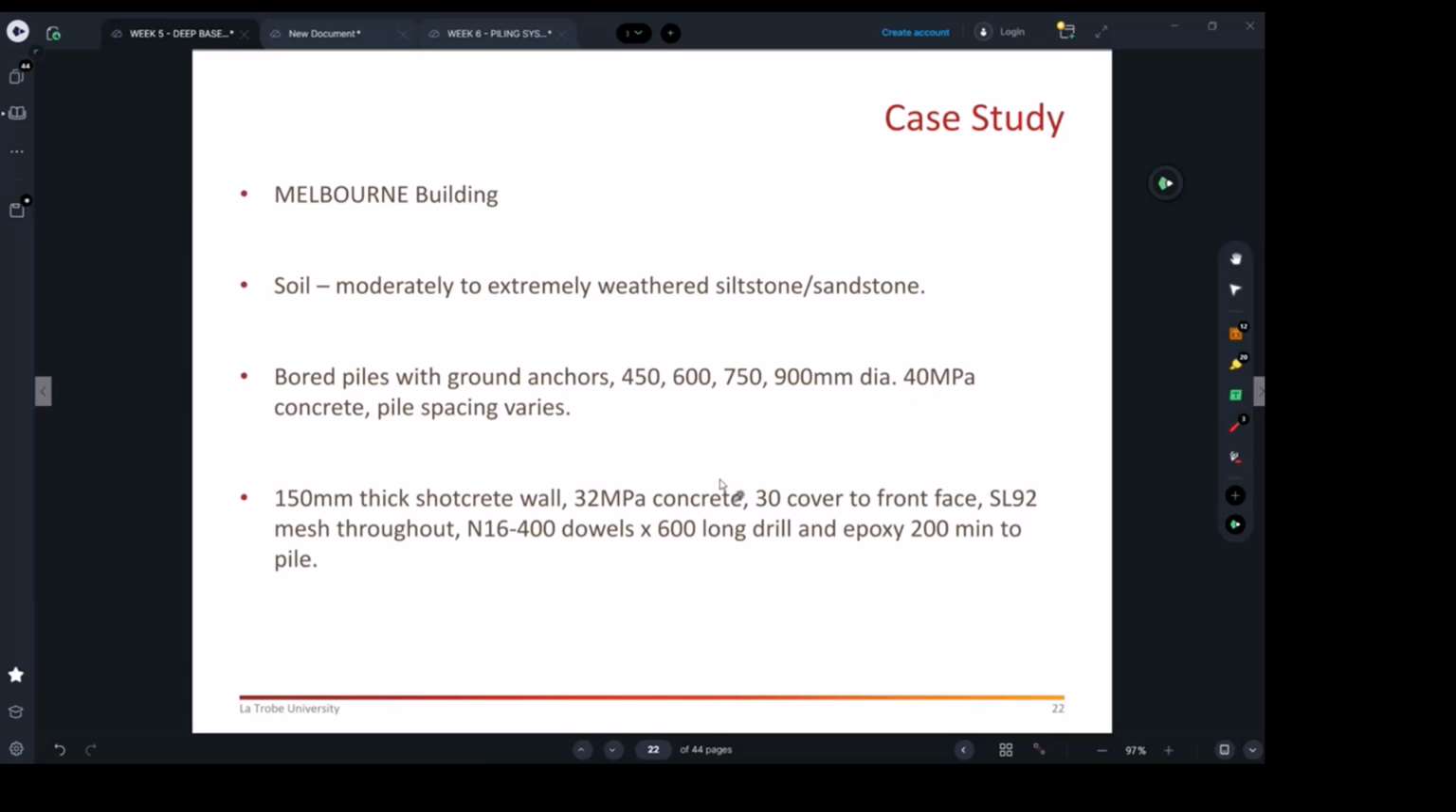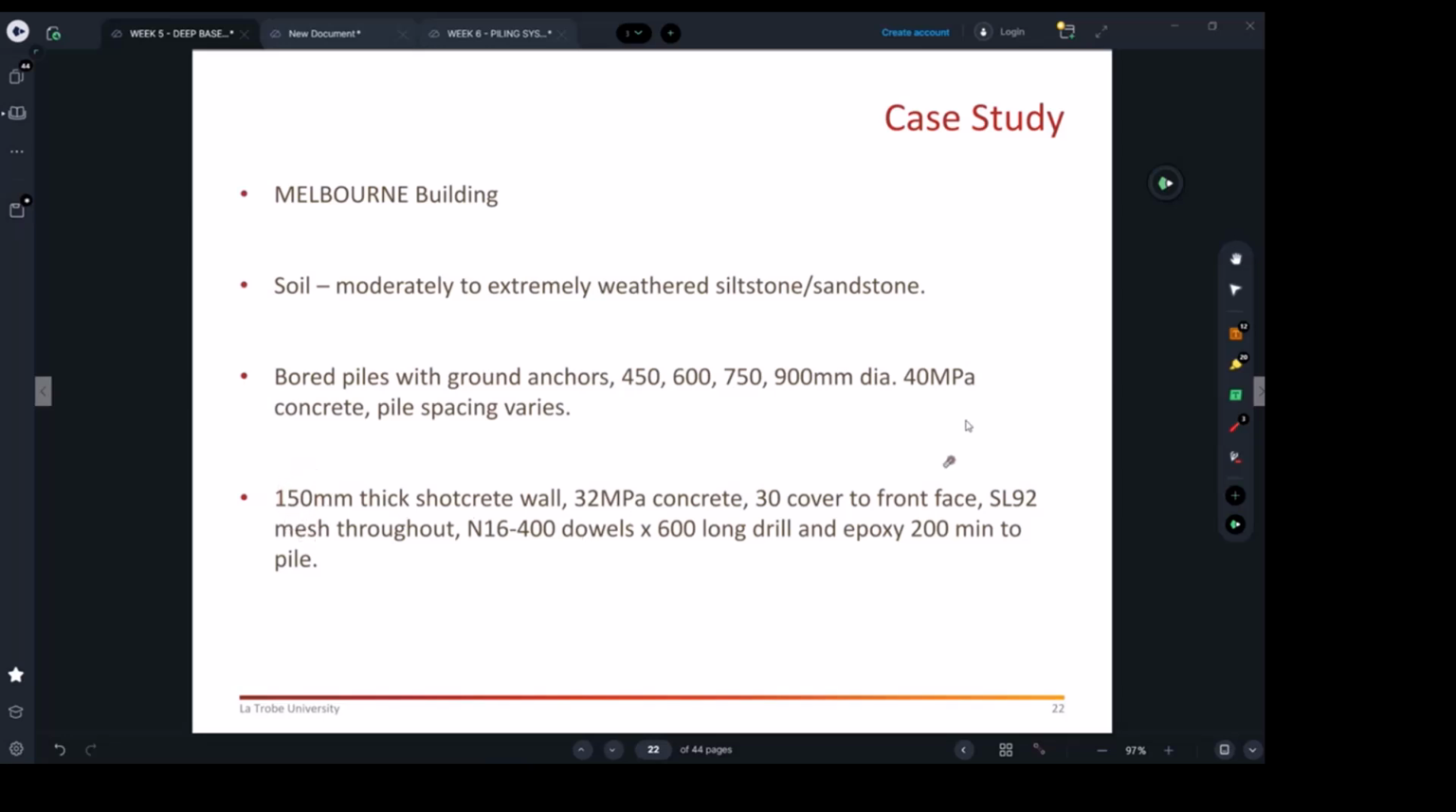They vary between 450 diameter to 900 diameter, with 40 MPa concrete. The shotcrete wall, the one we fill in between, was 150 thick, and the strength of that shotcrete was 32 MPa. The cover of the steel is this much, 30 millimeters. The cover is needed because the mesh I showed you cannot be stuck to the soil. It needs to have cover. Usually it's in the middle of that 150, if it was designed to be so.